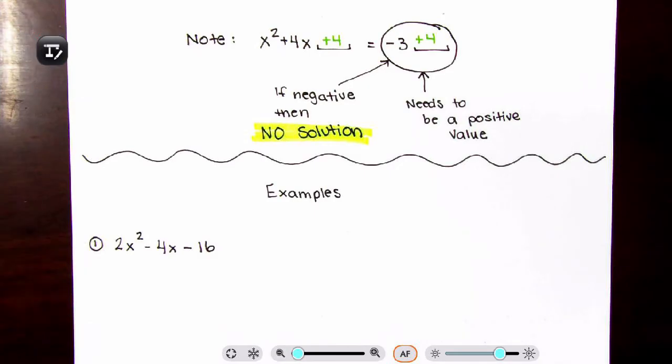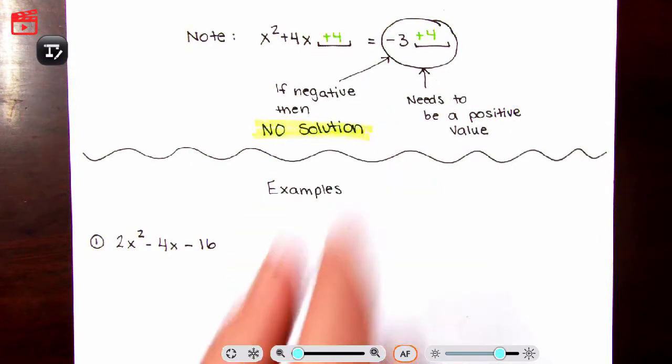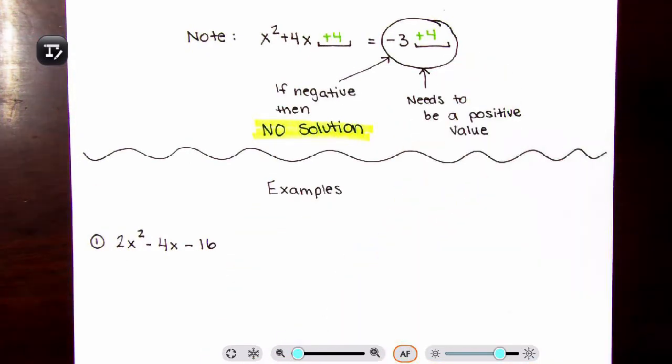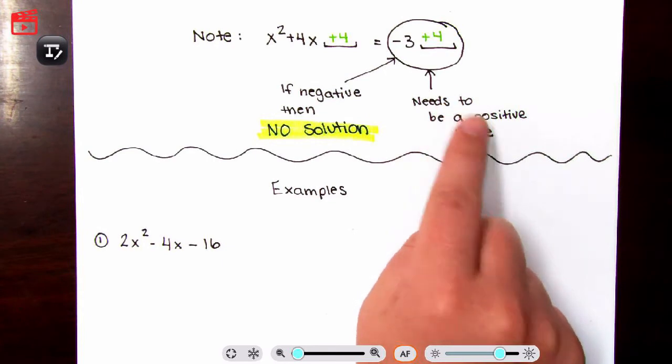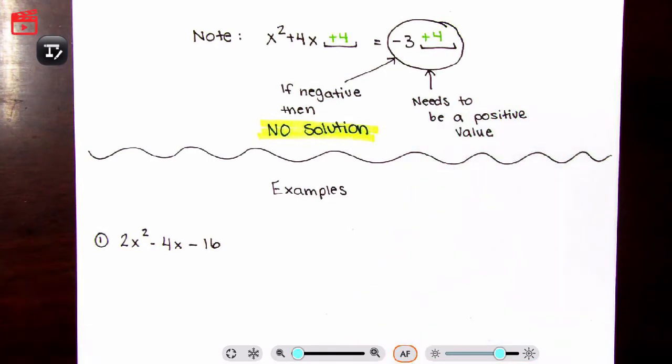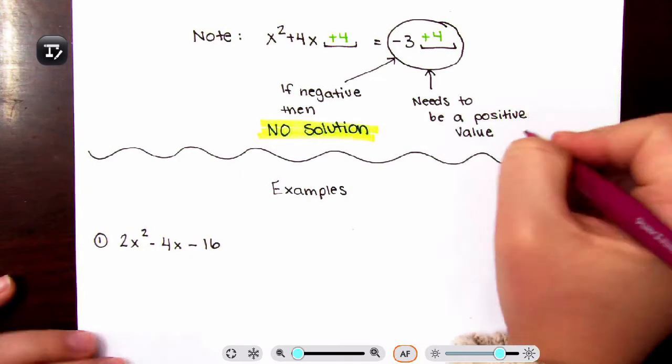Now, before we move on to any examples, I wanted to point out a situation where we have no real solutions, where we don't have a solution to our equation. And that is once you have found your new C value. So in our current example, we have a plus 4 on this left side and this plus 4 on this right side. Once we have that, if this ends up being a positive, then you're fine. You're good to continue. So this needs to be a positive value. You continue.